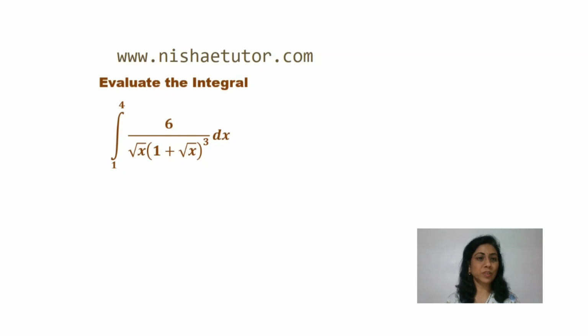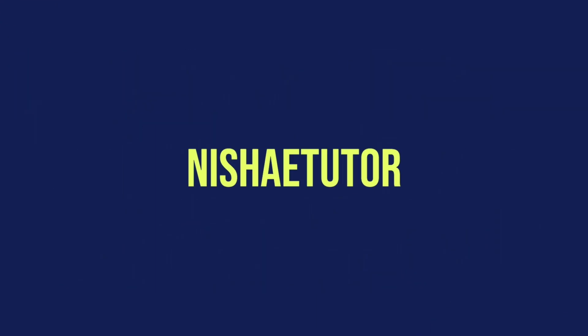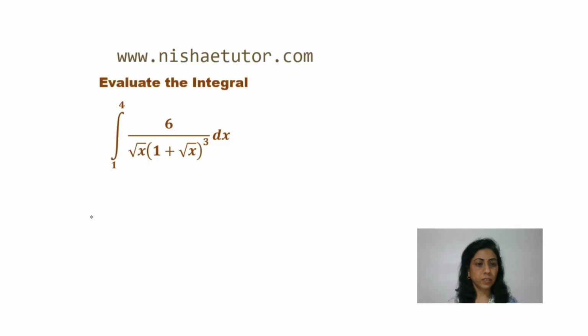Namaste. In this video, we are going to evaluate this integration from 1 to 4 of 6 divided by square root x in the bracket (1 plus square root x) whole to the power 3 dx. So I is equal to the integration with lower limit 1 and upper limit 4 of 6 upon square root x times (1 plus square root x) whole to the power 3 dx.